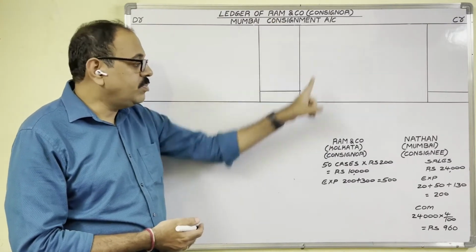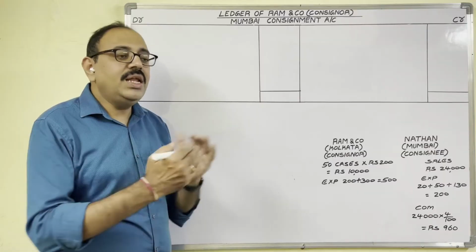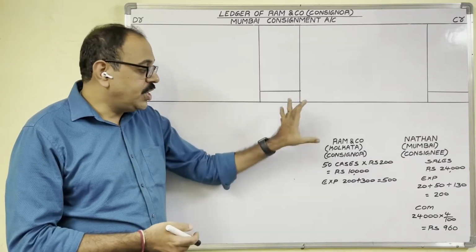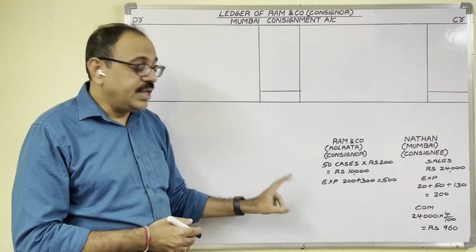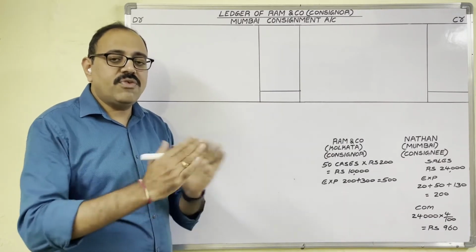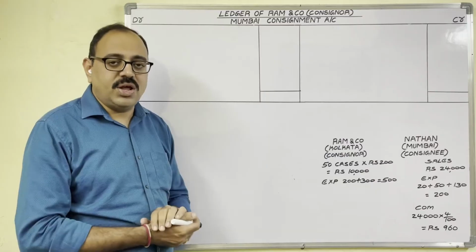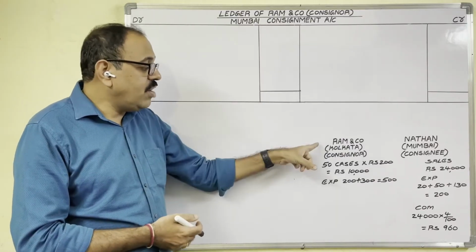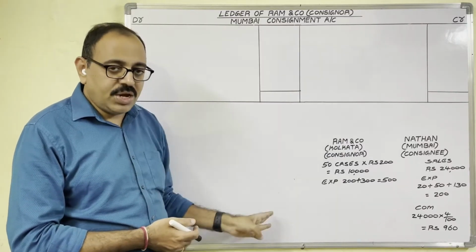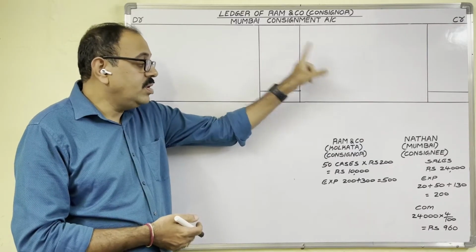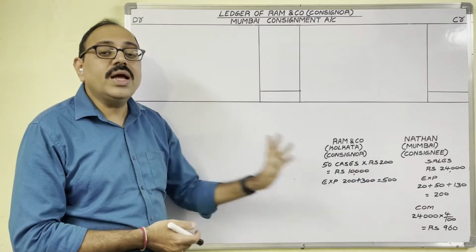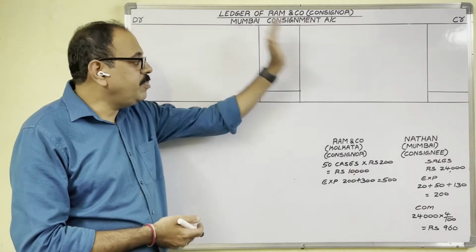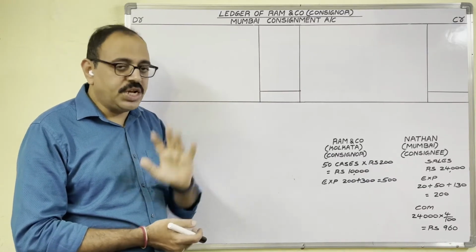Ledger accounts I am showing on the board. While presenting the answer in the exam, first you have to write the journal entries, then prepare the ledger. First we will start with the consignor's books: journal of consignor, ledger of consignor. In the ledger of consignor, we prepare three accounts: consignment account, consignee's account, Nathan's account, and third, goods sent on consignment account. While preparing these accounts, I will explain journal entries also.